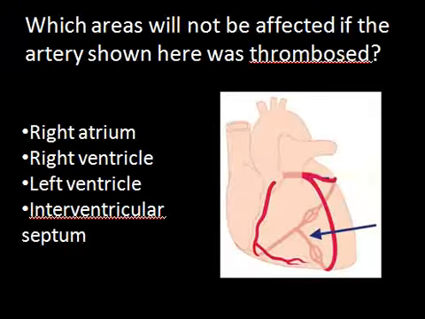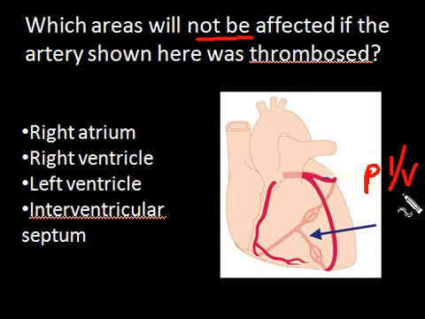So let's go to the first one, and the question asks, which areas will not be affected if the artery shown here was thrombosed? So first you need to identify the artery. So this artery is the posterior interventricular artery. And you can see this is showing you the anterior surface of the heart up here. So everything in bright is what is seen anteriorly.